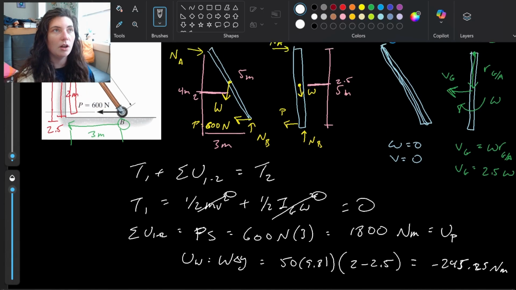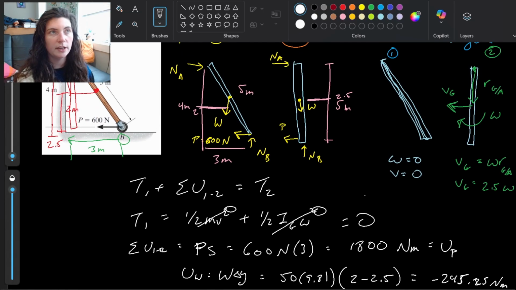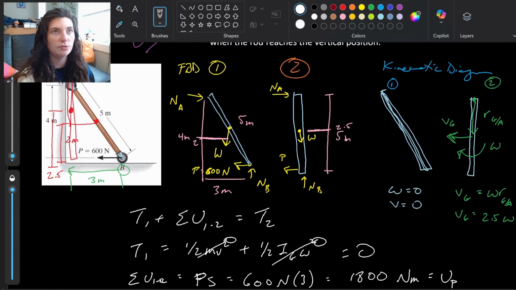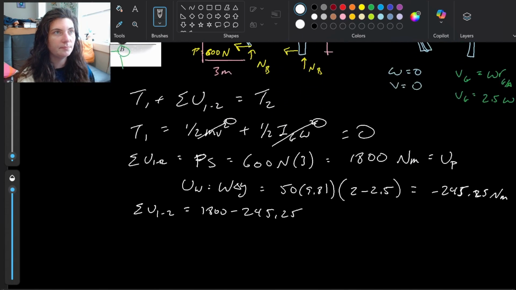And that was it. Those are all of the forces in those free body diagrams. Normals don't do work. We got weight, we got P. So our total work, U1 to 2, is going to be 1800 minus 245.25. And then finally, we'll go ahead and take a look at those kinetic energies, T2, the final kinetic energy.